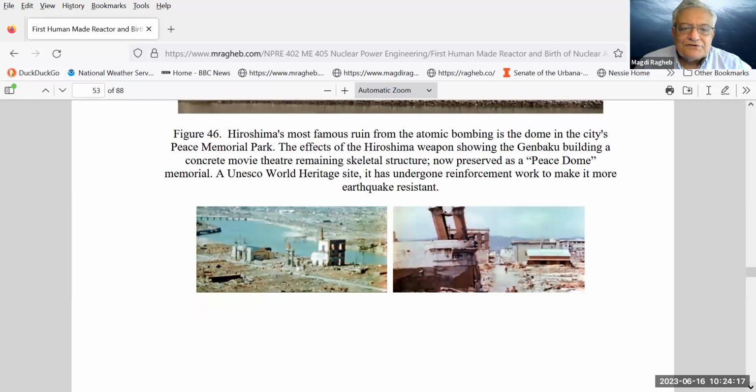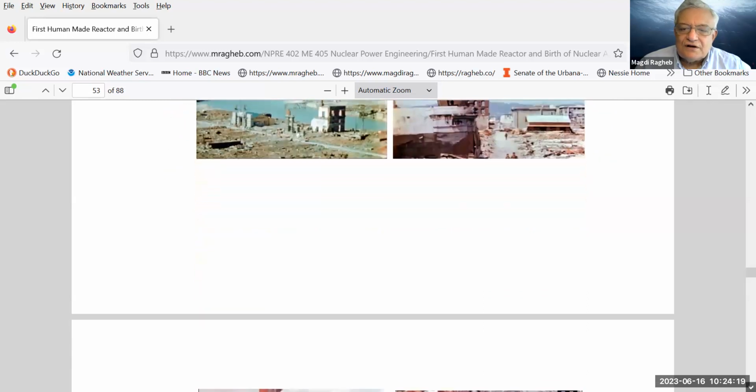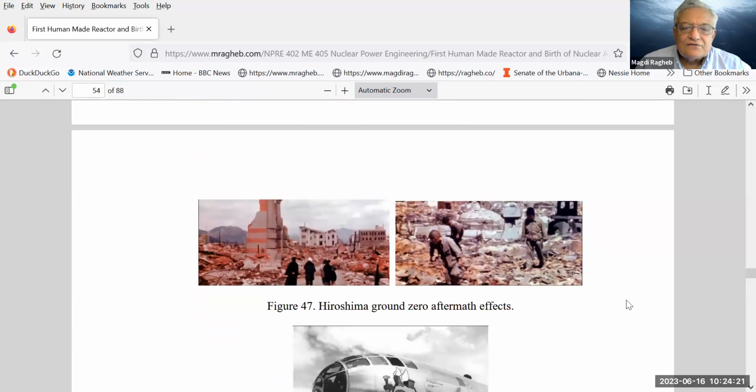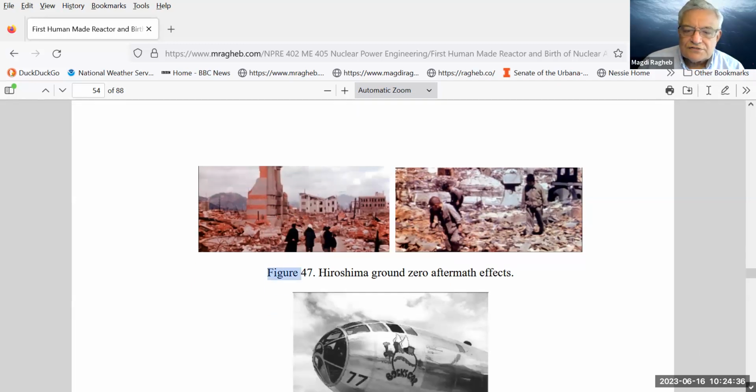These are other pictures of the devastation of the Hiroshima site. It was followed by people simply rummaging through all the destroyed buildings. The aftermath effects were tremendously large.